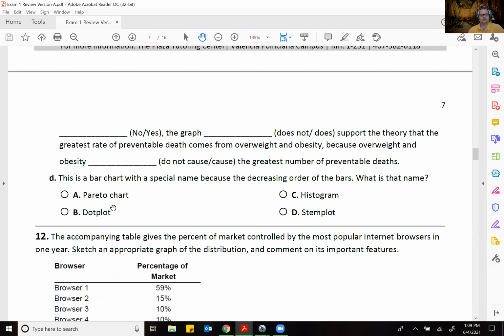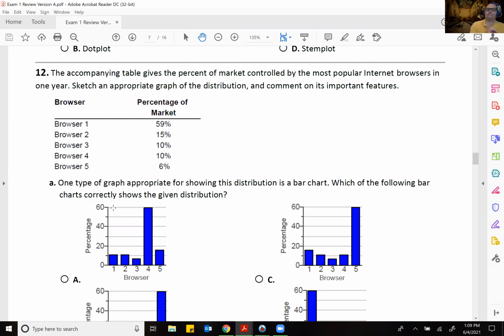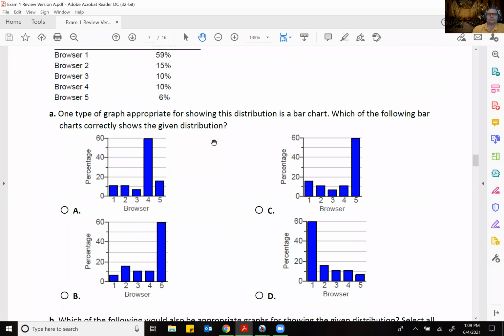All right, right here, it says the accompanied table gives the percent of market controlled by the most popular internet browser in 1 year. Sketch the appropriate graph of the distribution and comment on its important features. So they want to know which graph, or one type of appropriate graph for showing this as a bar chart. Which of the following bar charts is the correct distribution of this? D?